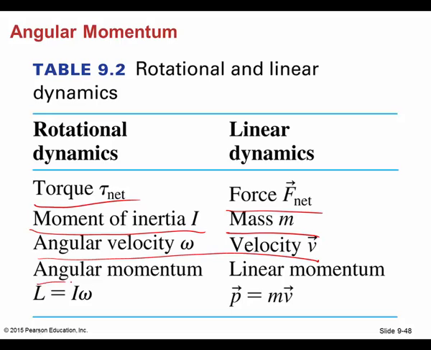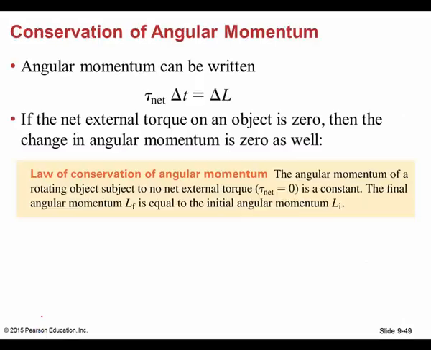Velocity, angular momentum. Notice how we write it. Okay? All right. So we can also write angular momentum this way. The change in angular momentum is equal to the net torque times the change in time. So if the net external torque on an object is 0, then the change in angular momentum is 0 as well.